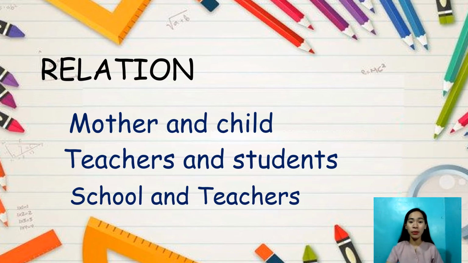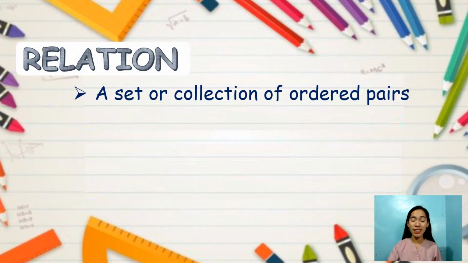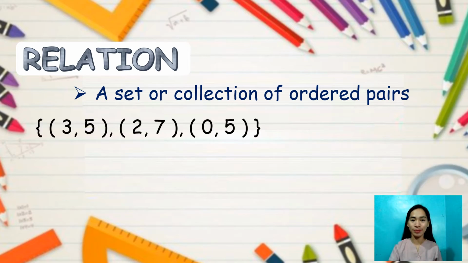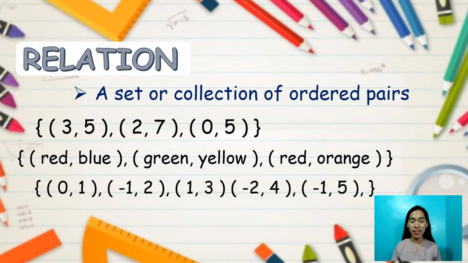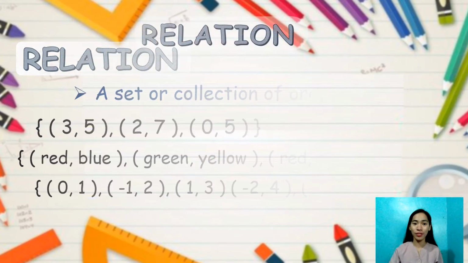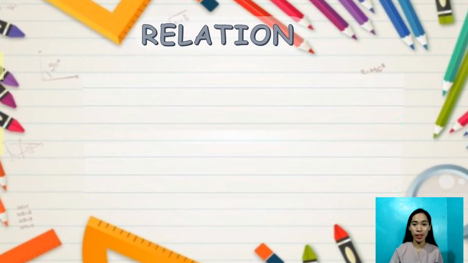So in math, we also have a way to describe a relation, and we call it a relation. A relation is a set or collection of ordered pairs, like this, for example. All these sets pertain to relation. A relation is composed of ordered pairs, and an ordered pair consists of components whose arrangement affects the essence of the relation. So we have the domain.